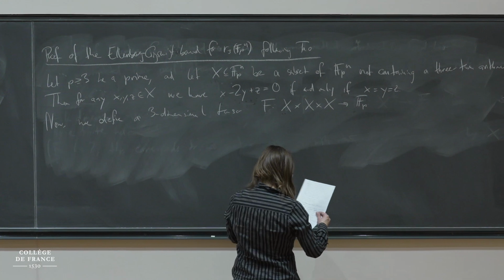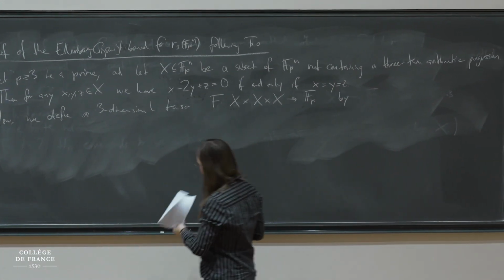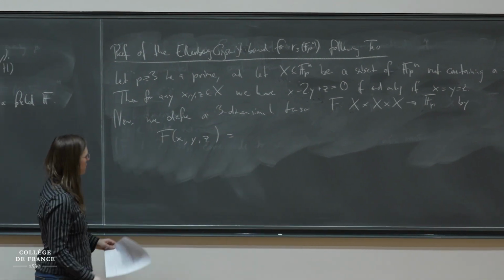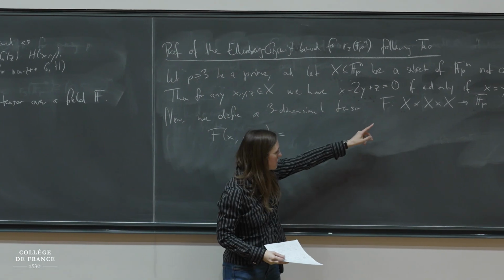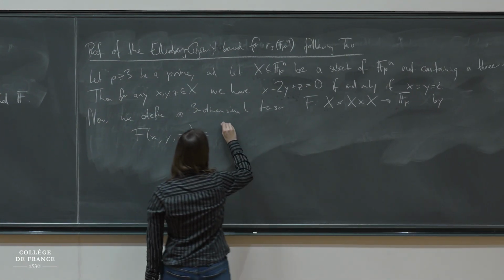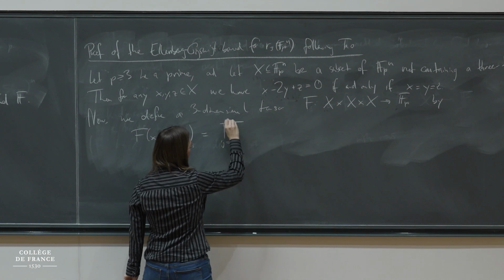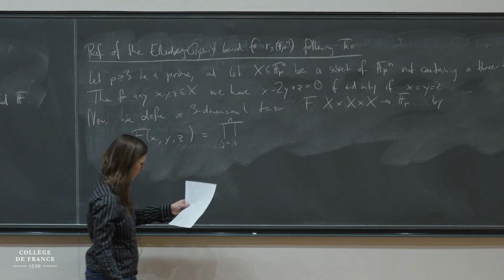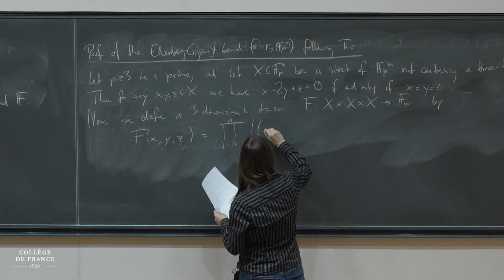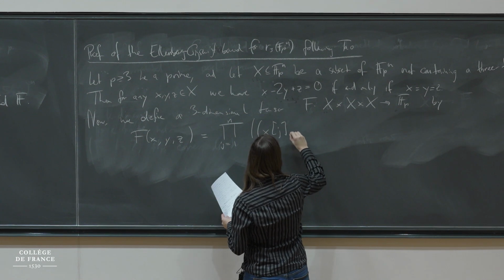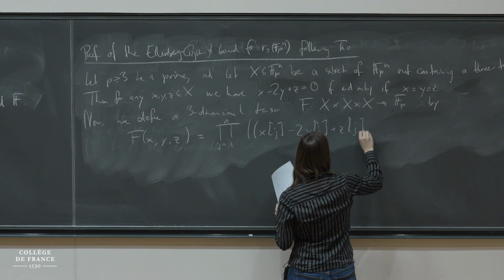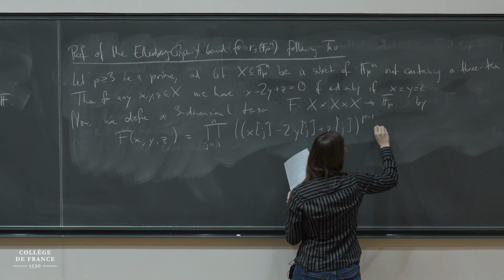Yeah, so we call the tensor F, and so now how do we define it? We define it by F of x, y, z. So whenever we pick vectors x, y, z in X, we need to define this, and this should be some element of F_p. So how do we define this? We take the product over all coordinates, right? In F_p^n, we have these n coordinates. So we take the product over j from 1 to n. And then for every coordinate, we take the jth entry of x minus 2 times the jth entry of y plus the jth entry of z, to the p minus 1, minus 1.